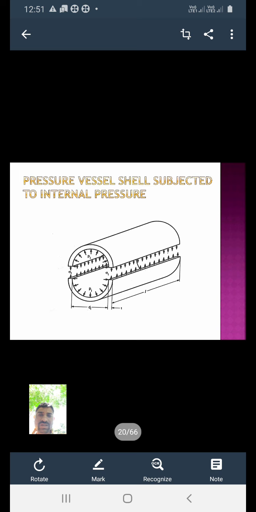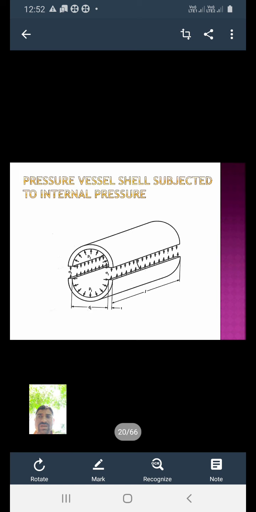Sigma all is the allowable tensile stress for a cylindrical vessel, given in Newton per mm square. Pi we consider here as internal pressure. It is also called the design pressure, given in Newton per mm square. Di is the inner diameter of the cylindrical pressure vessel, given in mm, L is the length of the pressure vessel, and D is the mean diameter.